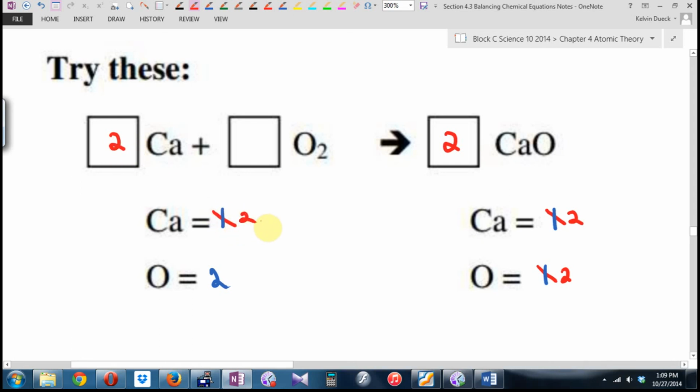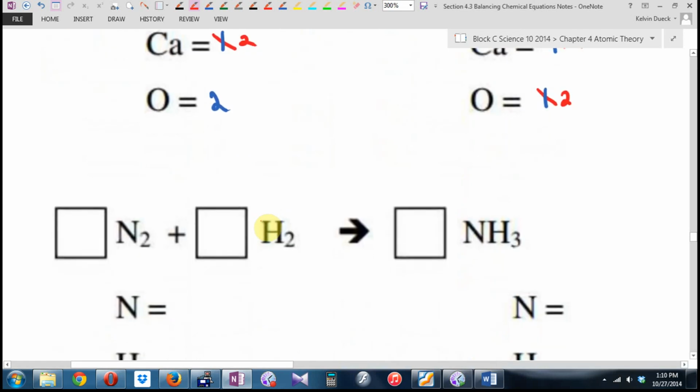Are we balanced? So the actual equation, balanced, is 2 Ca plus 1, I never write the 1, O2, results in 2 CaO. Or in words, 2 calcium atoms plus 1 oxygen molecule, 1 O2 molecule, results in 2 molecules of calcium oxide. Didn't say this was easy. We're going to do one more before the tone.